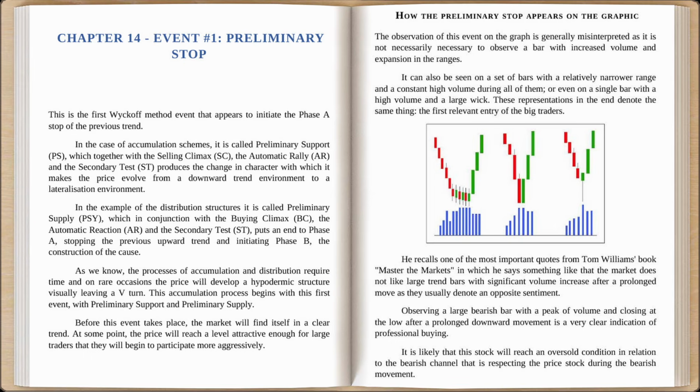The observation of this event on the graph is generally misinterpreted, as it is not necessarily necessary to observe a bar with increased volume and expansion in the ranges. It can also be seen on a set of bars with a relatively narrower range and a constant high volume during all of them, or even on a single bar with a high volume and a large wick.